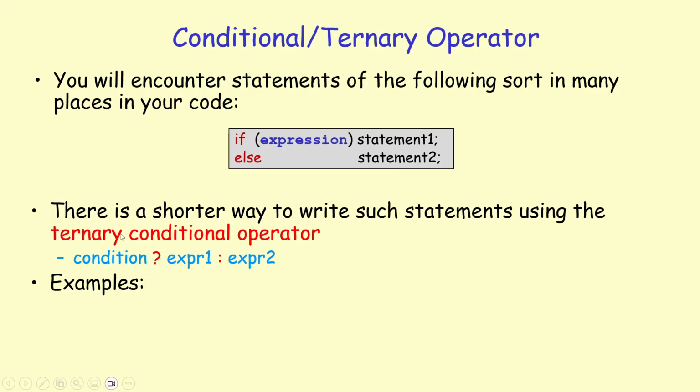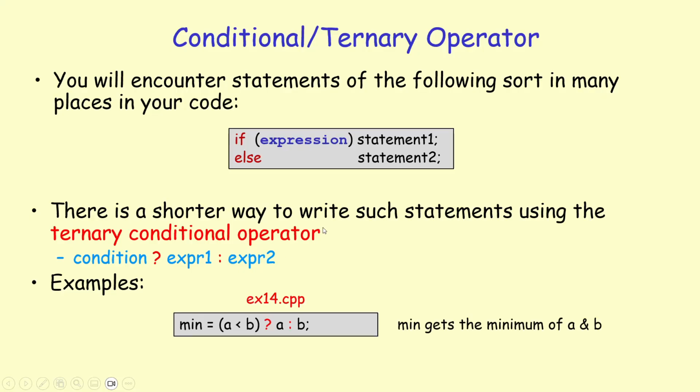So evaluate the condition. If the condition is true, so it's a question mark, in a sense, is the condition true? If the condition is true, execute expression 1, which corresponds to statement 1 in here. And if the condition is false, then execute expression 2, which is a colon. So the syntax is condition, question mark, expression 1, colon, expression 2. So let's look at some examples.